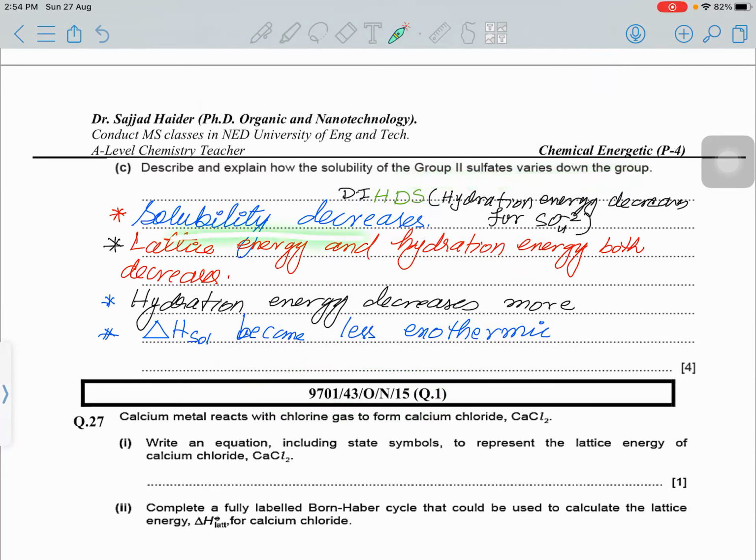So solubility decreases. Same answer: lattice energy and hydration energy both decrease. But this time hydration energy decreases more, not lattice energy. In hydroxide, lattice energy decreases more. But here hydration energy decreases more. In hydroxide, delta H solution becomes more exothermic, but here delta H solution becomes less exothermic. Are you getting my point or not?